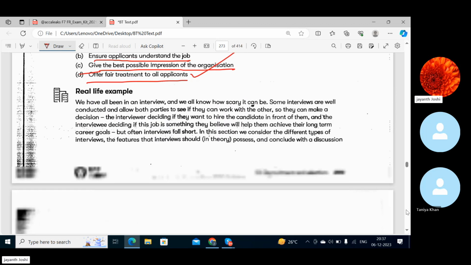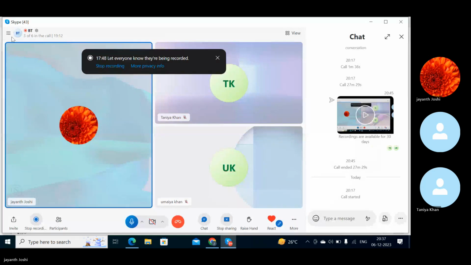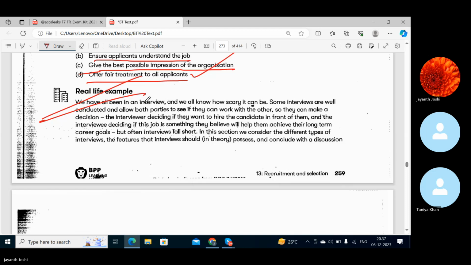Please go to the real life example and Vaishnavi, please explain to me what is happening here. Hello. Okay, Umayya, just go through this and tell me what is happening here, please. Hello. Okay, sir. Yes, sir, I'm just reading it. Yeah, please take your time.